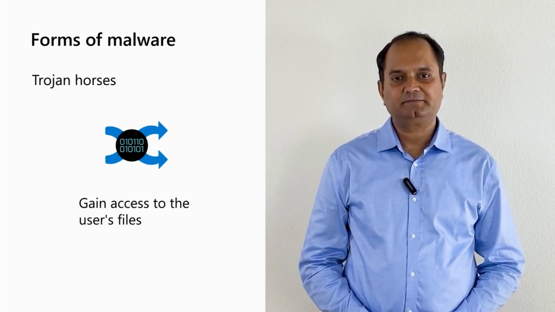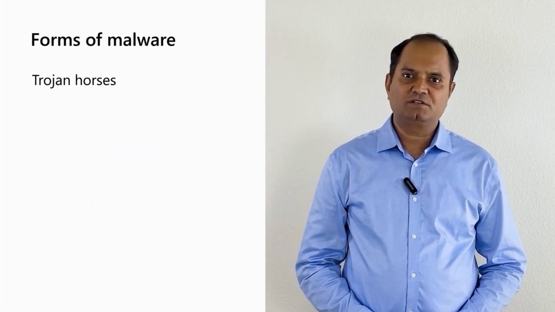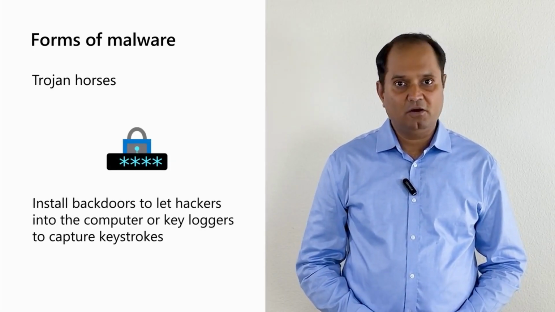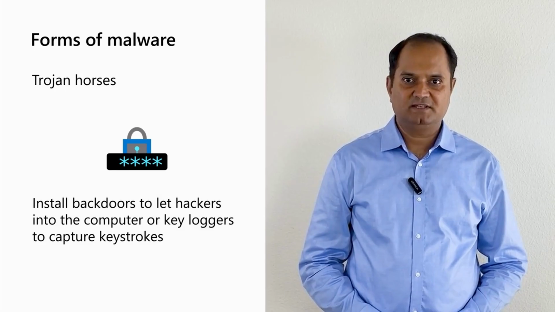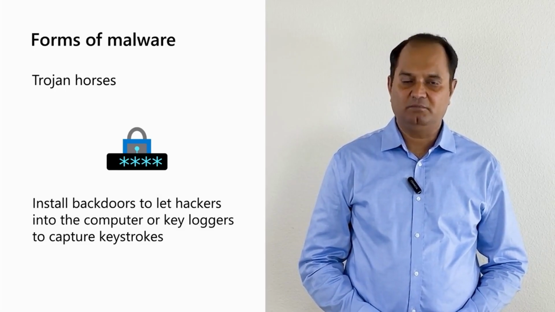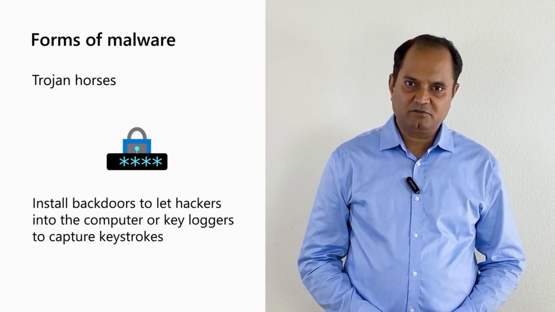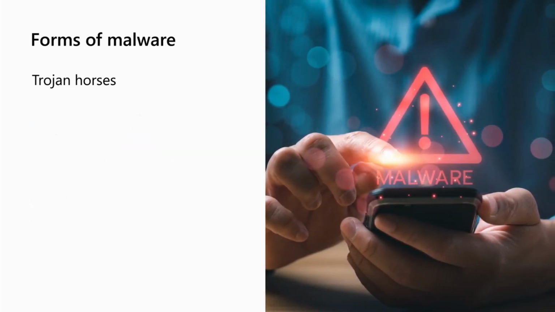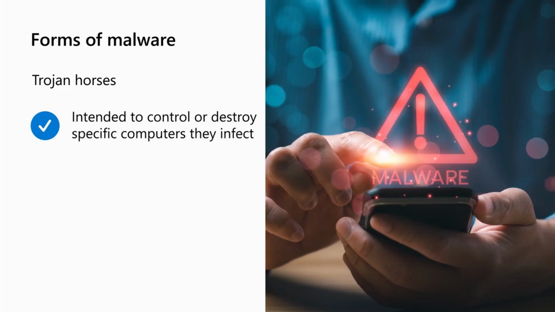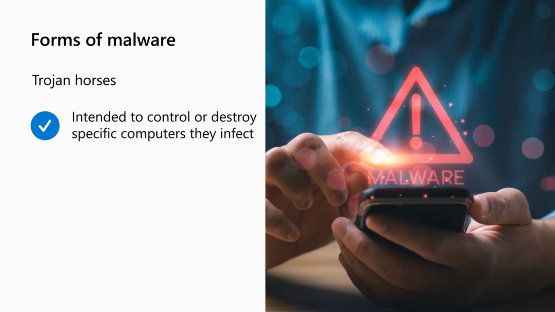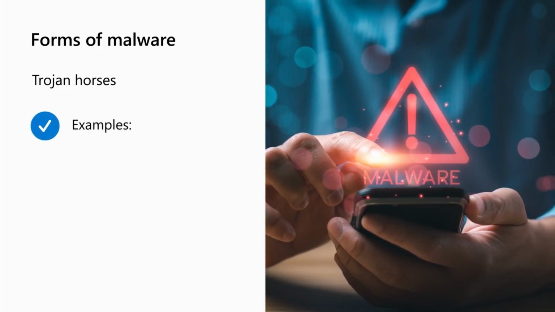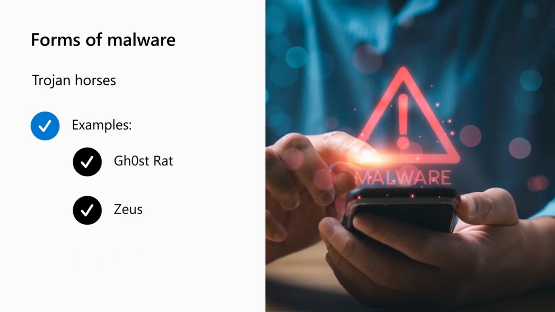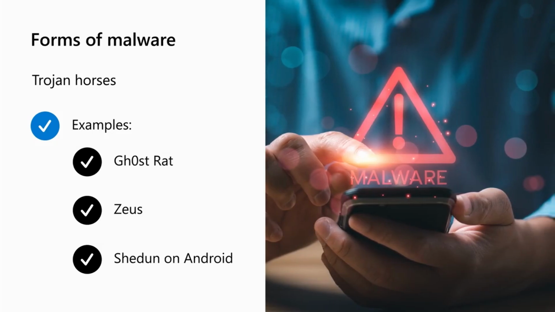In addition, Trojan horses will usually install backdoors to let hackers into the computer or keyloggers to capture keystrokes such as passwords or credit card numbers. Unlike other types of malware, Trojan horses aren't designed to replicate themselves widely. They're intended specifically to control or destroy specific computers they infect. Some examples of Trojan horses are GhostRat, Zeus, and Shedun on Android.